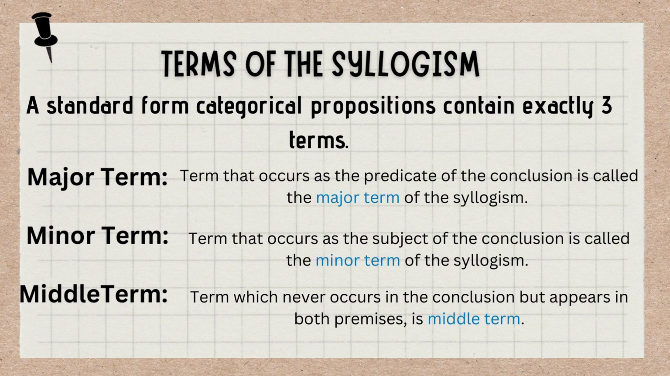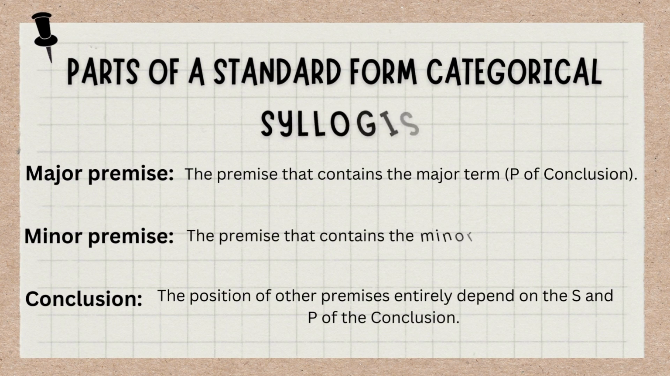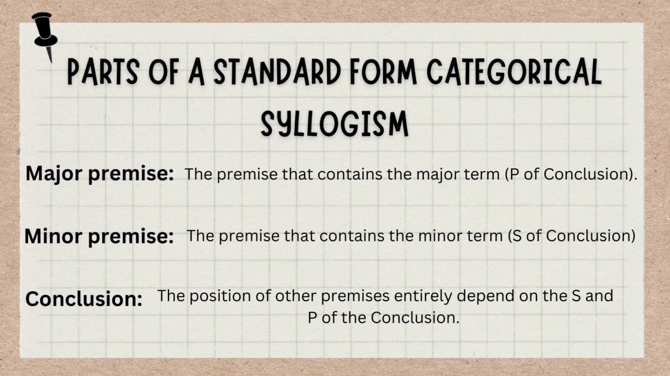After this, we discussed the parts of a standard form categorical syllogism. We have three parts: major premise, minor premise, and conclusion. How will we call it the major premise? The premise which contains the major term, that means the predicate of the conclusion, is the major premise. The premise which contains the minor term, that means the subject of the conclusion, is the minor premise. And the conclusion is the main thing, because through the conclusion we are concluding the subject and predicate.